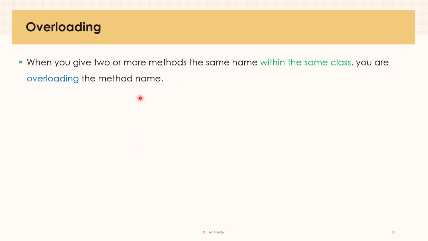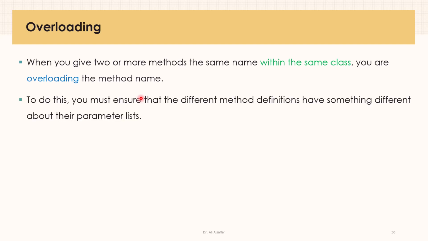And we said that if you want to define multiple constructors within the same class, then make sure that these constructors have different parameters and different data types as well. Why? To make sure that the compiler can distinguish between these multiple definitions. Now, to ensure that overloading happens, you must ensure that the different method definitions have something different about their parameter lists, either by the number of input parameters or by their data types.